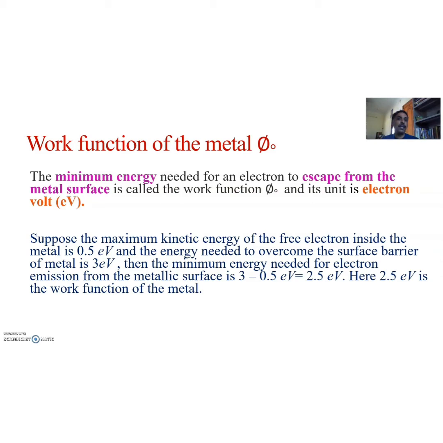So this minimum energy needed by an electron to escape from the metal surface is called the work function. Its unit is electron volt, eV. So it is energy, it is measured in electron volt, or we can convert it into joules. So minimum energy required by an electron to escape from the surface of the metal is called as the work function of the metal, and it is denoted by the symbol phi naught.